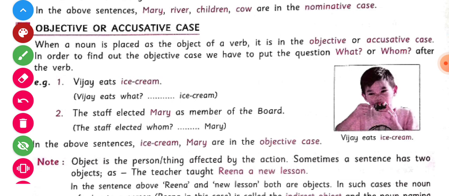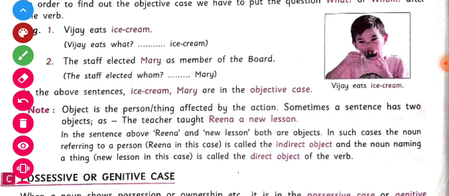Children, the object is the person or thing affected by the action. Sometimes a sentence has two objects, as in: the teacher taught Reena a new lesson. In this sentence there are two objects, Reena and new lesson. Both are objects. In such a case, the noun referring to a person, Reena, is called the indirect object.